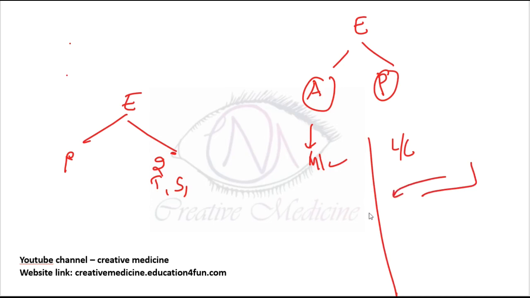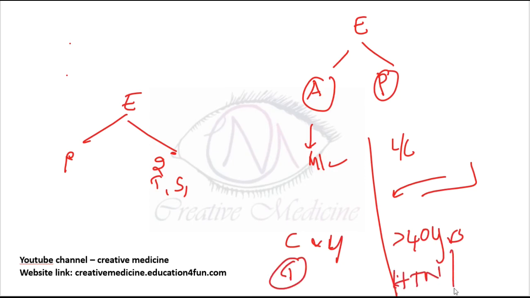Anterior epistaxis occurs mainly in Little's area. Posterior epistaxis occurs most commonly in the posterior superior part. Anterior epistaxis mainly occurs in children and young adults, whereas posterior epistaxis occurs in those more than 40 years of age. In anterior epistaxis, trauma is the most common cause. Posterior epistaxis occurs due to hypertension or atherosclerosis.